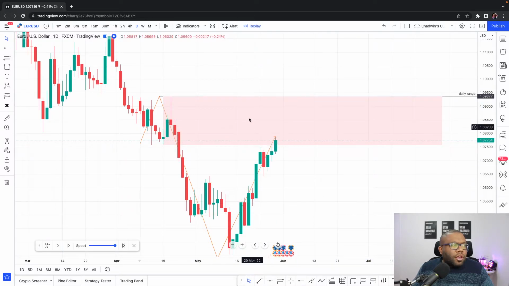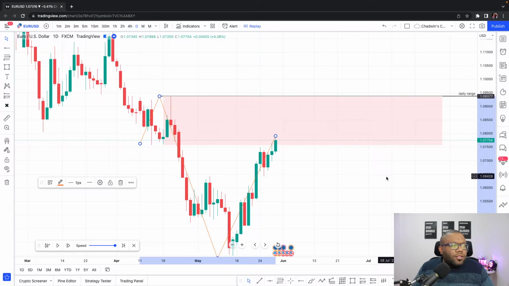So I have that marked out, and the expectation is that we're going to get some resistance in this area, possibly for a down move until a specific point at which we will go back up again.